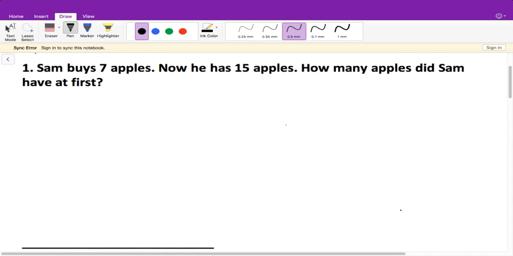Okay, so let's read the first question. Sam buys 7 apples. Now he has 15 apples. How many apples did Sam have at first? So I can think about this problem.